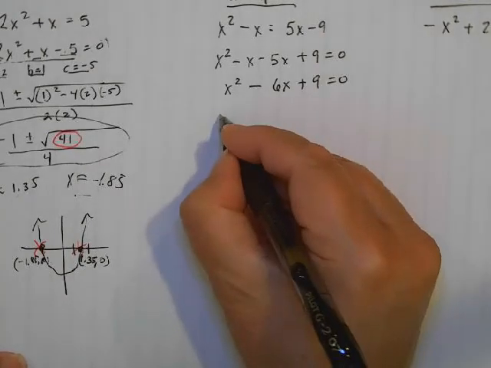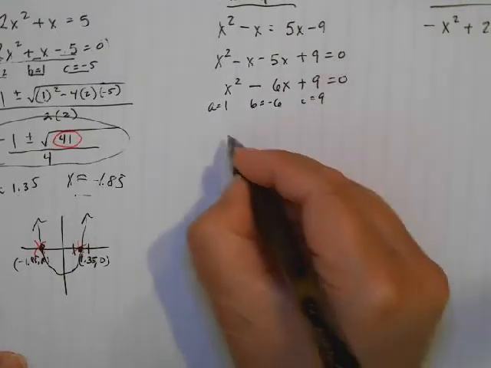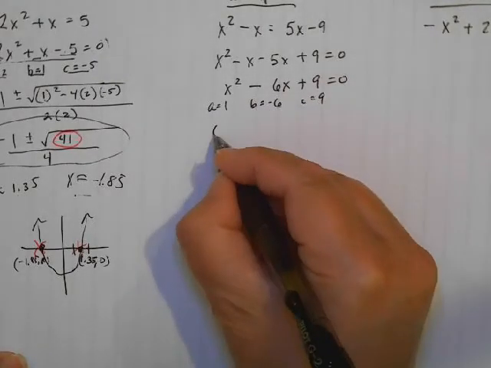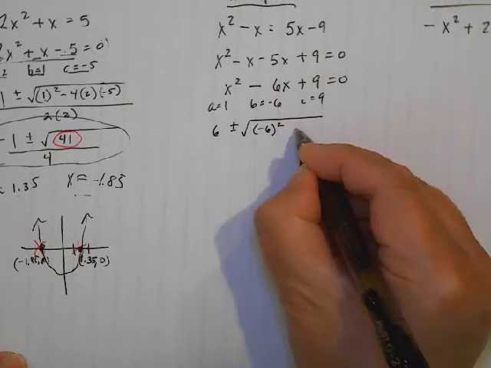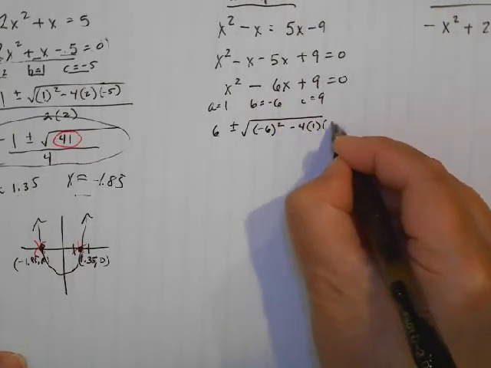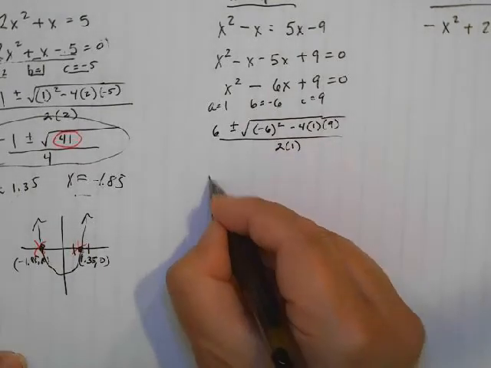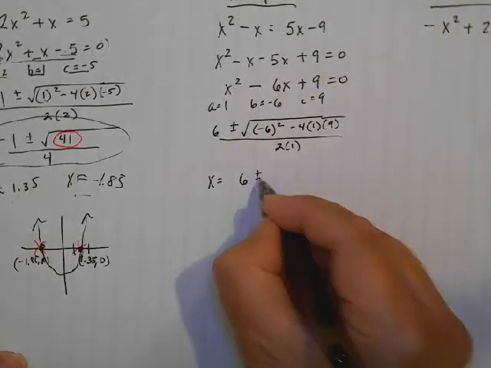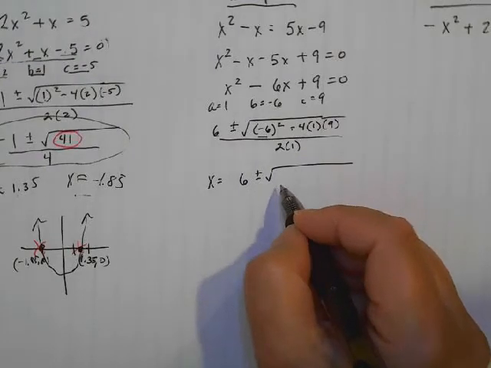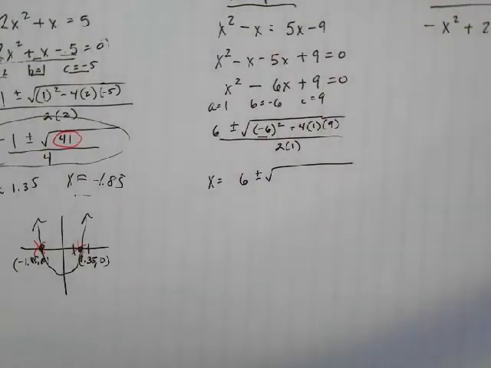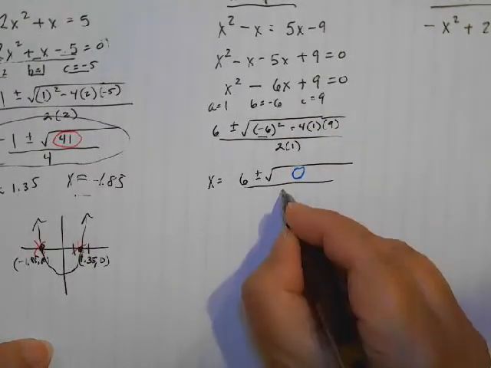So I'm going to do the opposite of b. A is 1, b is negative 6, c is 9. So the opposite of negative 6 would be positive 6, plus or minus the square root of negative 6 squared minus 4 times a times c, over 2 times a. So x equals 6 plus or minus the square root. This would be 36 subtract 36. What is 36 subtract 36? 0. This one gives me a 0 right here. Divided by 2.